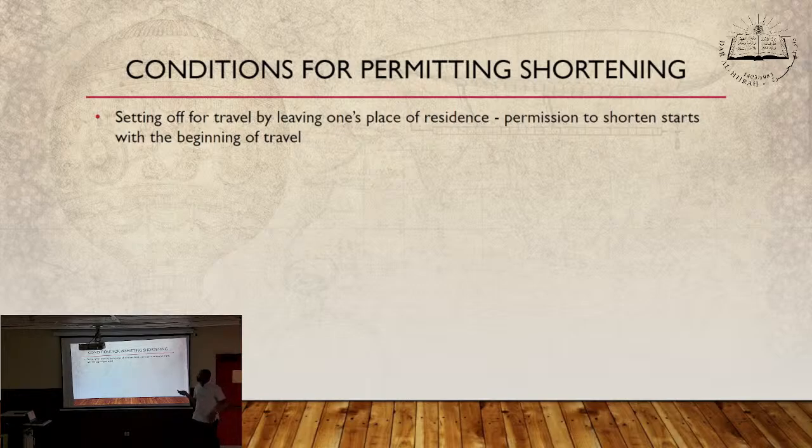Right? What does that mean? That now I'm planning to travel, let's say to Richmond. So when I'm planning to travel to Richmond, first of all, we'll see, does this travel equate to the distance that is required for me to shorten the prayer? We will look, how many miles is Richmond? Let's say it's 100 miles, for the sake of example. Right? 100 miles from here to Richmond.